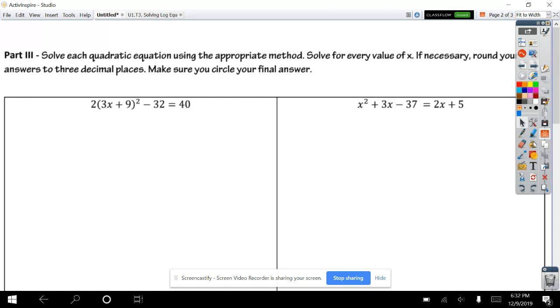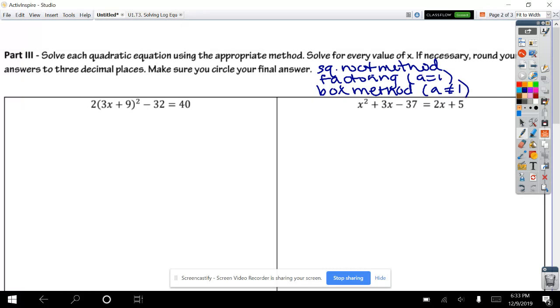All right, we're already on page 2. So solve each quadratic equation using the appropriate methods. Solve for every value of x. If necessary, round your answers to 3 decimal places and make sure you circle your final answer. So when you look at each of these equations, you have to remember that there's 3 different ways you could solve. There's square root method. There's factoring when a is 1. And then there's the box method, which you use when a is not equal to 1. A is the coefficient on x squared.